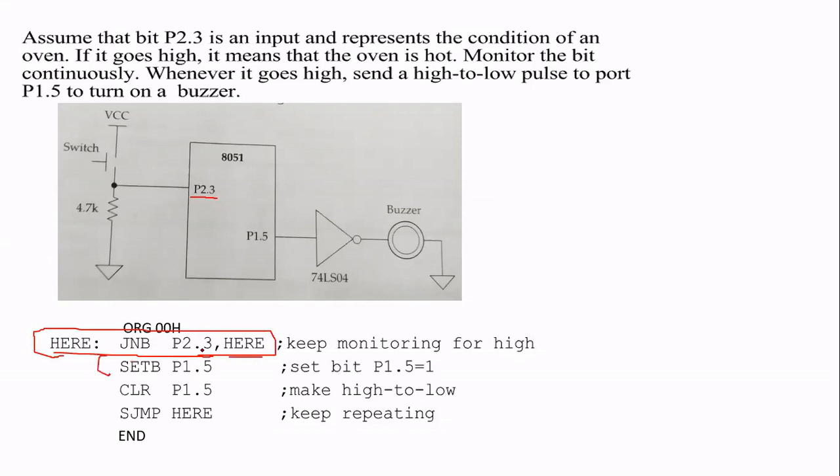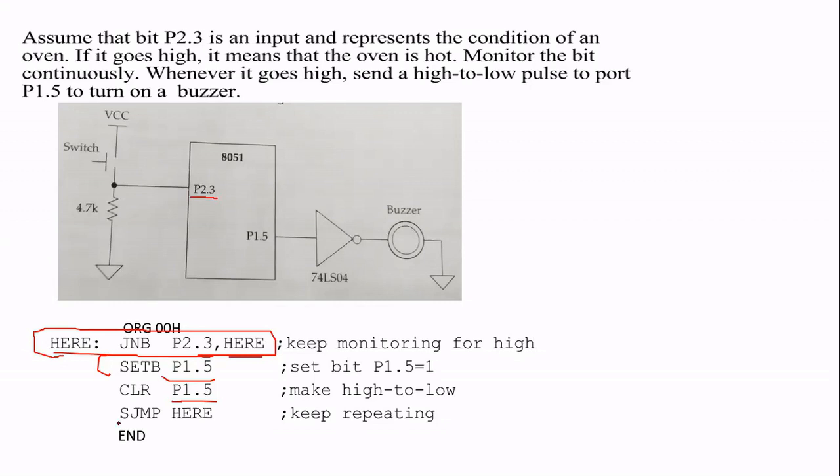So once P2.3 becomes 1, that is when the switch is pressed, indicating that condition, what do I need to do? I need to set a bit, P1.5, or rather I need to send a high to low pulse. How to send a high to low pulse? Set bit and clear bit will help me do that. So that is SETB P1.5 and CLR P1.5. This is how we send a high to low pulse to a buzzer.